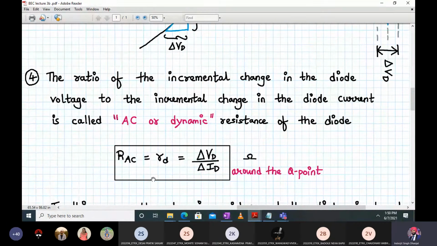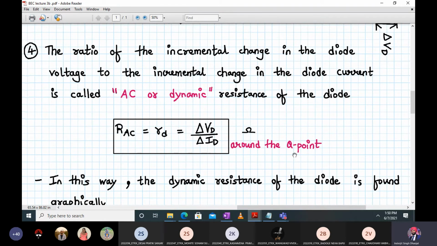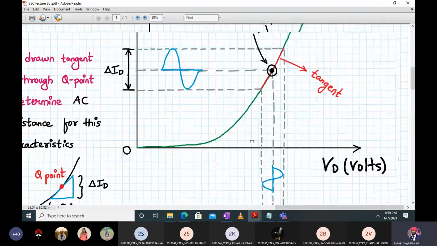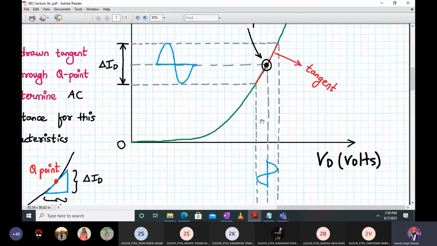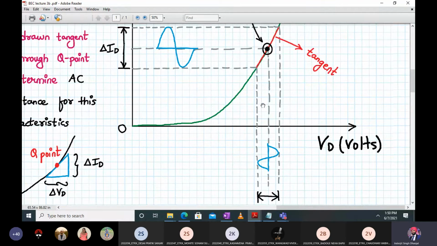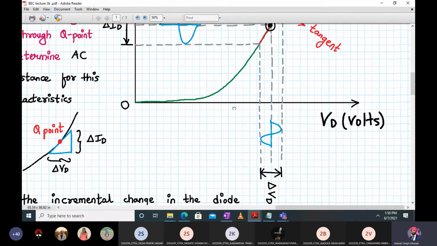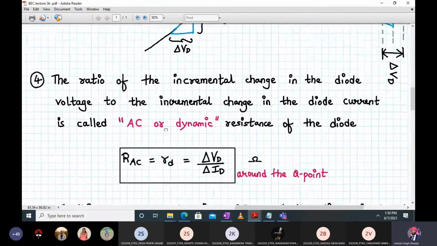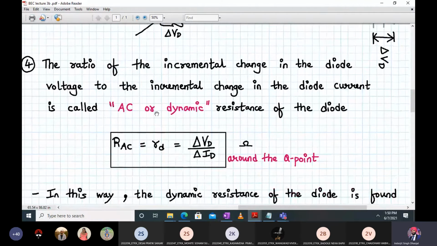So we can say, RAC or small rd is given by, around the Q point value, delta VD divided by delta ID. That will give us the dynamic or the AC resistance. So please note this down. Are you following this, everyone?